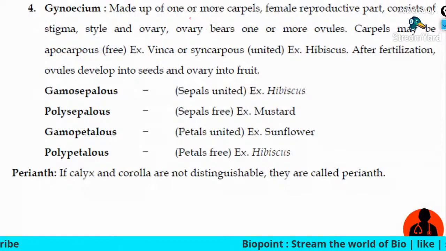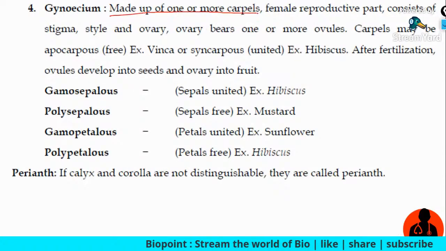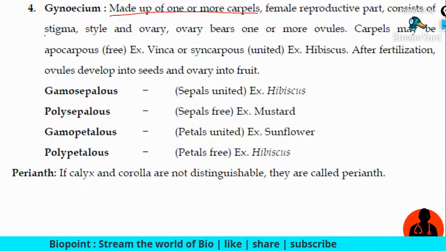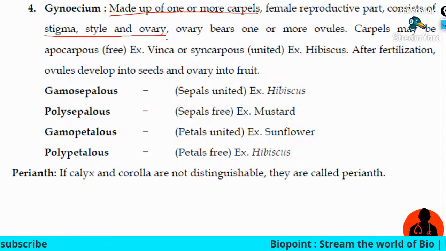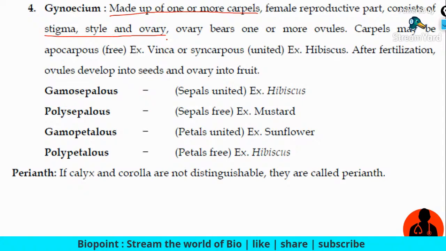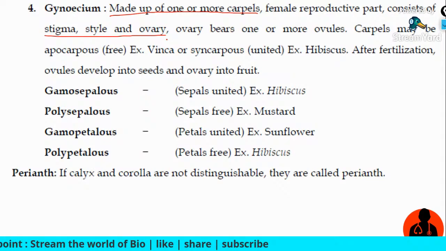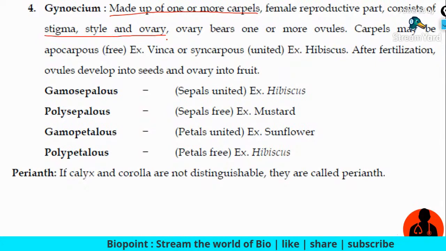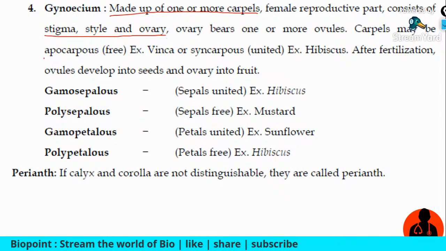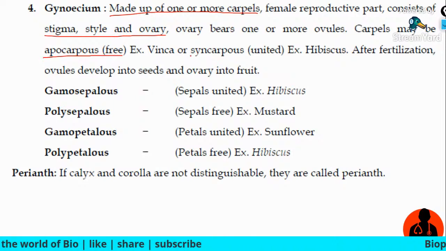Gynoecium is the female reproductive part. It is made up of one or more carpels. It consists of stigma, style, and ovary. I explained that in detail, the structure of androecium and gynoecium, in the one shot session of sexual reproduction in flowering plants. Clear? So gynoecium may have one or more carpels, and bears one ovule or more than one ovule. They can be apocarpous, free, or syncarpous, united.